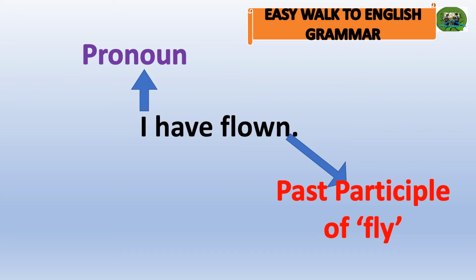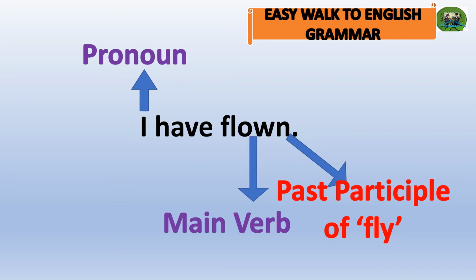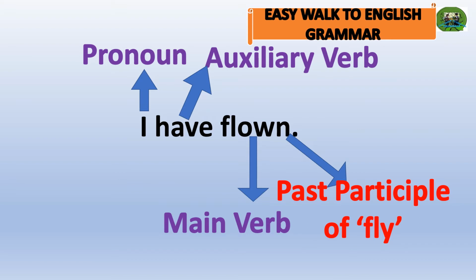And moreover, this word flown is a past participle form of fly. It's a main verb in this sentence. And now it's very clear that have in this sentence plays the role of auxiliary verb.